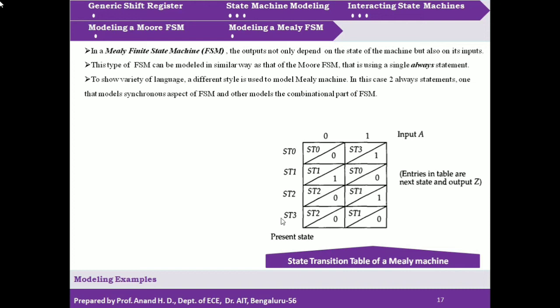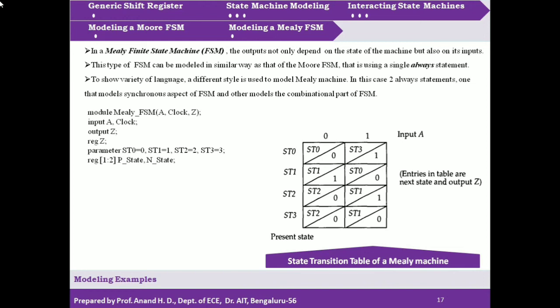And if the present state is 3, irrespective of input 0 or 1, output is 0 only. If input is 0 in state 3, then there will be a state transition from state 3 to state 2. And if the input is 1 in state 3, then there will be a state transition from state 3 to state 1. That is what this transition table says. So we need to model this using Verilog code. How, we shall see.